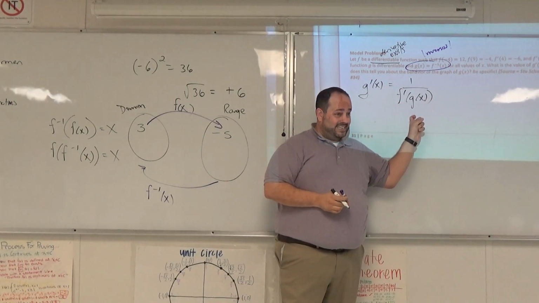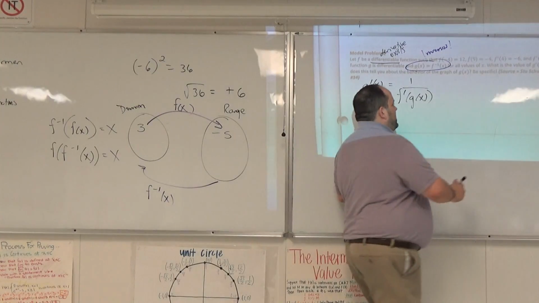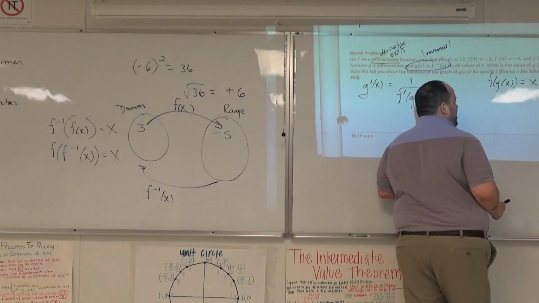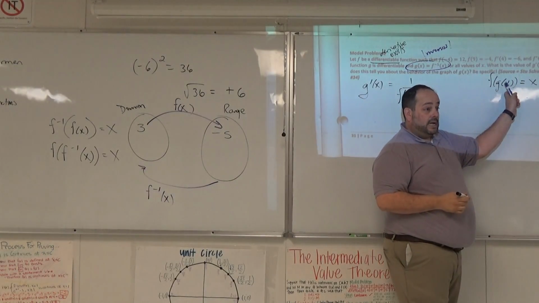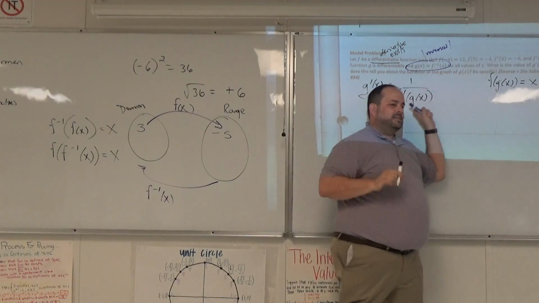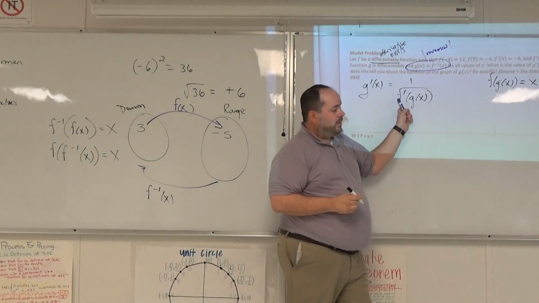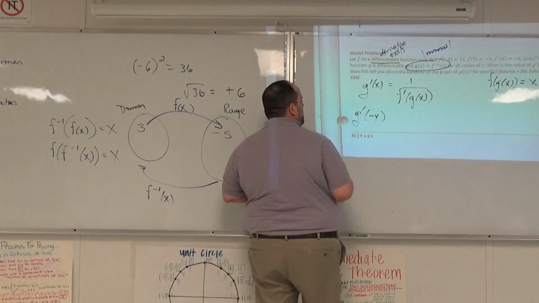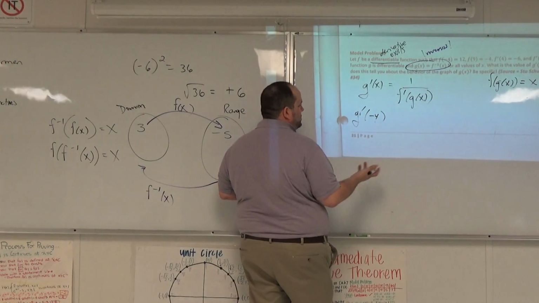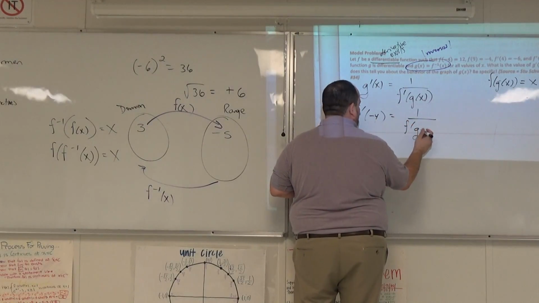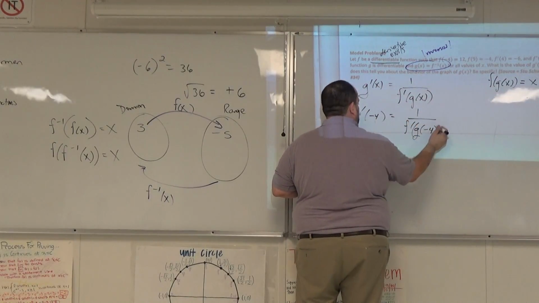Either memorize this, or know that you start with this relationship f of g of x equals x, chain rule it, and solve it. And honestly, in my old man brain, that's what I wind up doing because I'm not good at memorizing things anymore. But what am I after? I want g prime of negative 4. How do I get g prime of negative 4? I need 1 over f prime of g of negative 4.